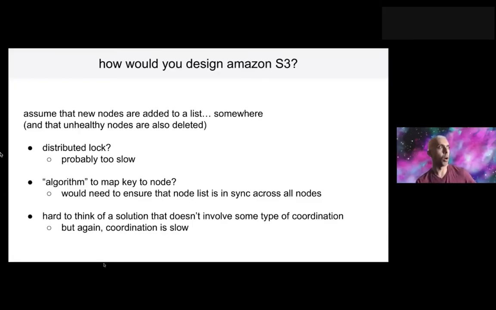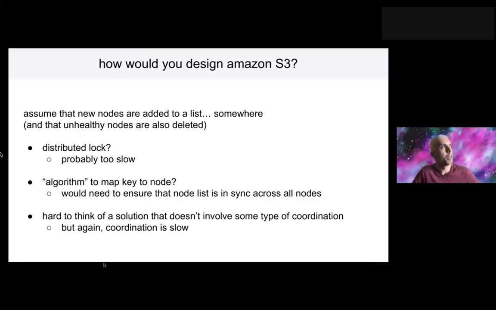You could have some type of algorithm to decide which node the data should go to, but you would need a way to know that the node list you're operating on is in sync across all the nodes. Like I mentioned at the top, new nodes are being added to this list, unhealthy nodes are removed. You would likely be refreshing that on your instances at some cadence, but you don't know between two nodes that they are refreshing at the exact same time. And so to enforce that, you would need some type of coordination there, which is also slow.